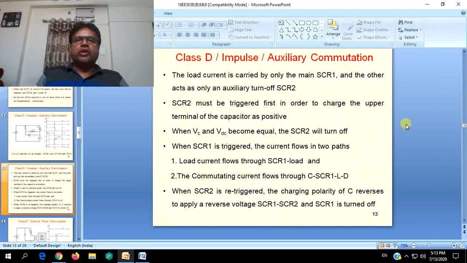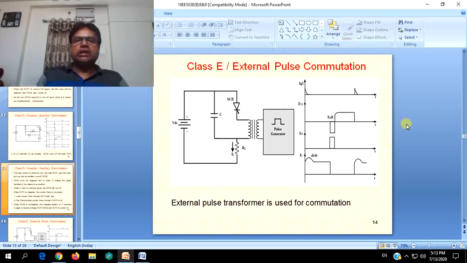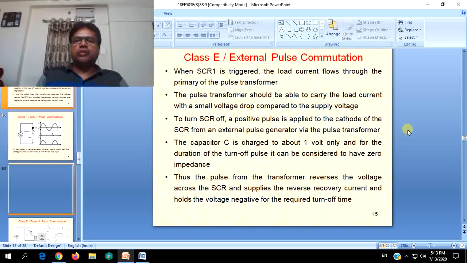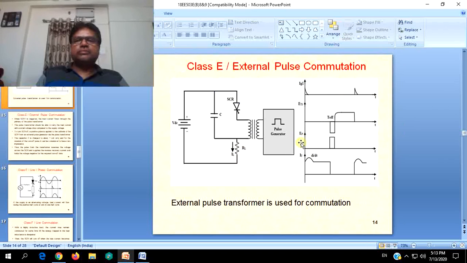And the next type of commutation is class E commutation, which is also called external pulse commutation. Why external pulse? It means an externally generated pulse will be given in opposition to the actual main SCR, which is carrying the load current, to turn it off. And this external pulse can be generated in many ways.